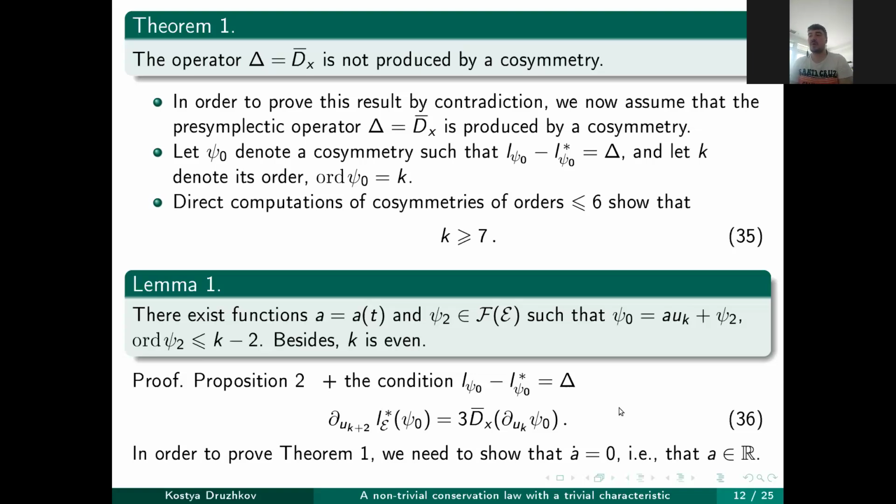In order to prove theorem 1, we need to show that actually the derivative of this coefficient is 0, so that it is a constant. It would be nice. Maybe it's not true that we need to show it, but it would be nice, at least in this case, to show it, because the rest of my proof of theorem 1 is based on this fact. So I'm going to prove that a is actually a real number, so it doesn't depend on t, in fact.